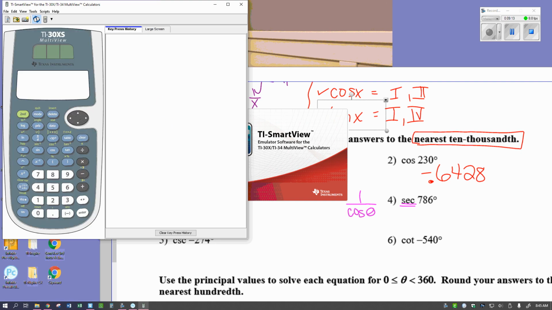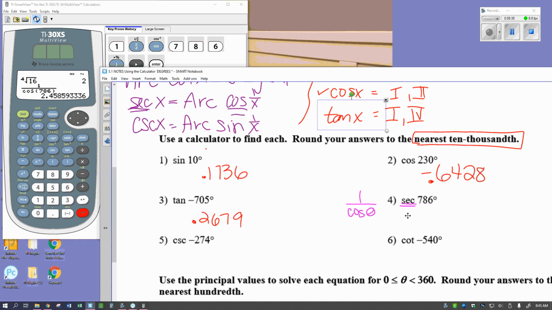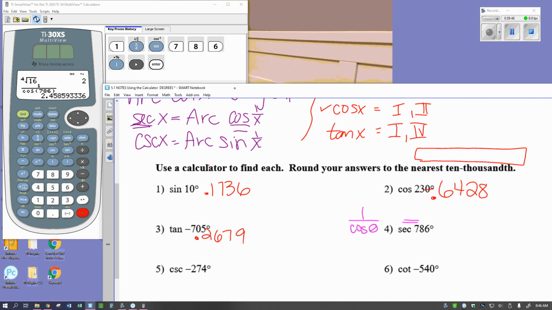When you're doing this one on your calculator, guys, you want to do the 1, and I'm going to make a fraction, and then I'm going to put cosine, and then I'm going to put 786 and close it. And then I always arrow over just to make sure that I'm out of the denominator and hit enter. So I should be getting 2.4586, and that's exactly matching up. So again, take a look at what I did. I did 1, I did my fraction button, I did cosine, 786, I closed the parenthesis.